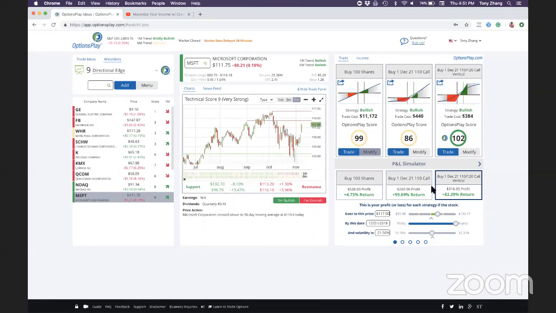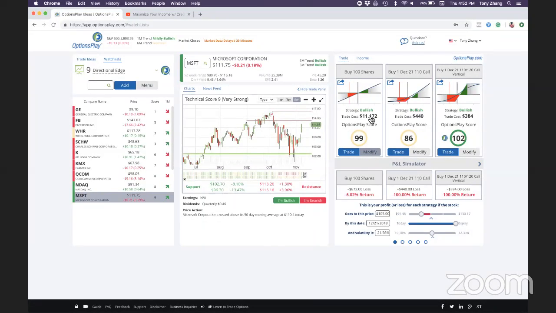So this gives you a clear understanding as to see how your expected returns are impacted based on your views on the underlying stock. But more importantly, what happens if I'm wrong? What happens if Microsoft goes back down to 105, which is where it was just at a few days ago? Very clear, very possible that might happen. But if you bought 100 shares of that stock, you lose $672.